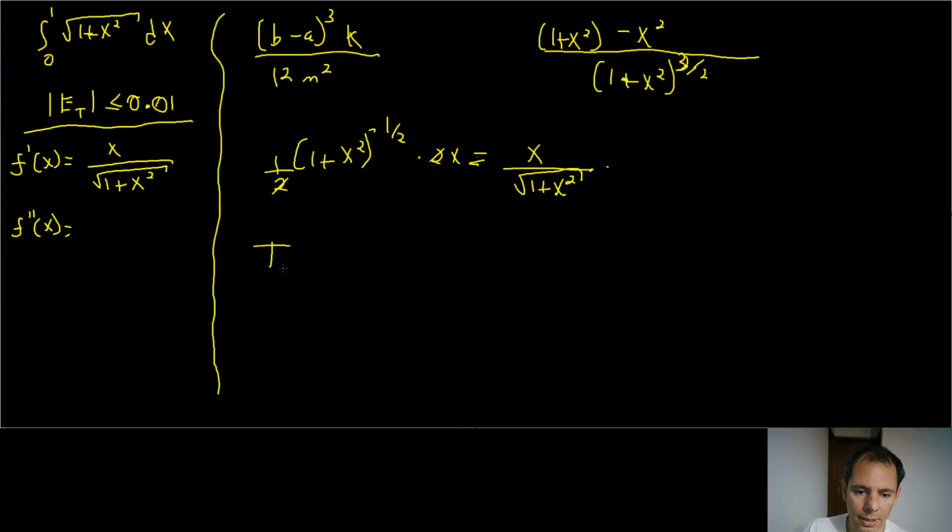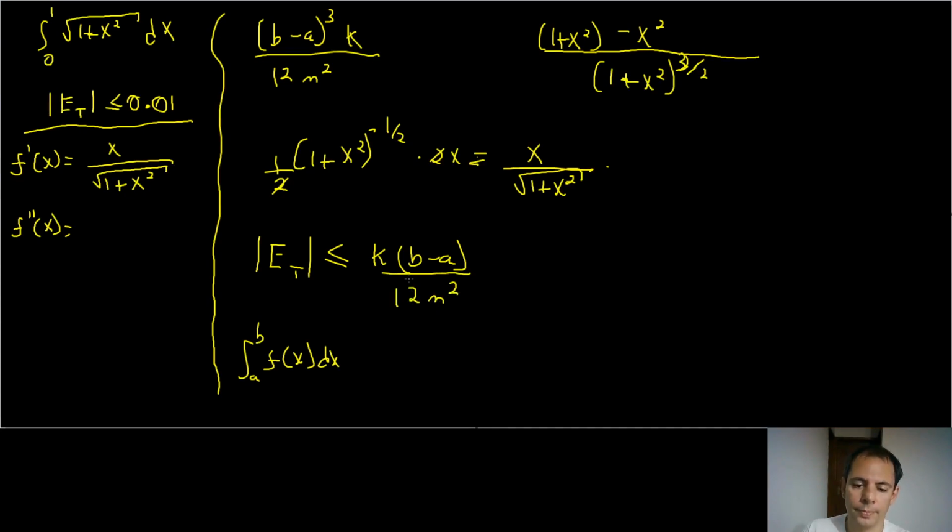Okay, so the limit of the error for the trapezoidal, I'm going to write error, and I'm going to put trapezoidal, and this is going to be an absolute value. The error is going to be less than or equal to k times (b minus a), if you make an integration from a to b of f of x dx, divided by 12 n squared.